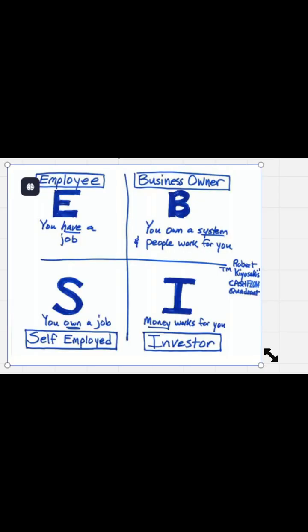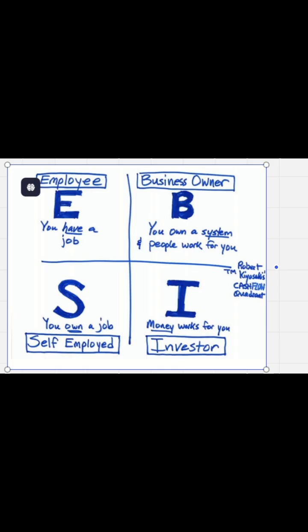Encourages entrepreneurship. He is a passionate advocate for entrepreneurship and investing. His work motivates people to take control of their financial lives, explore business opportunities, and stop relying solely on a paycheck.